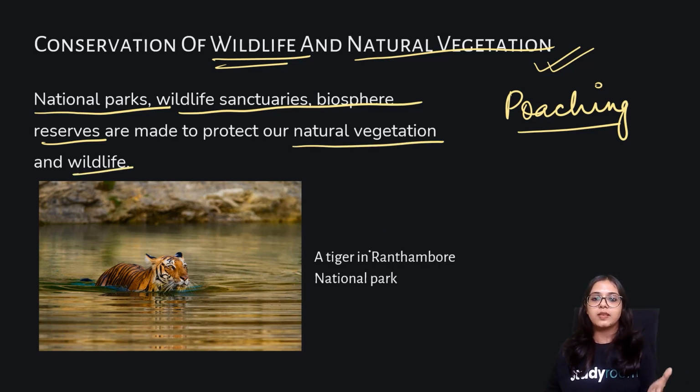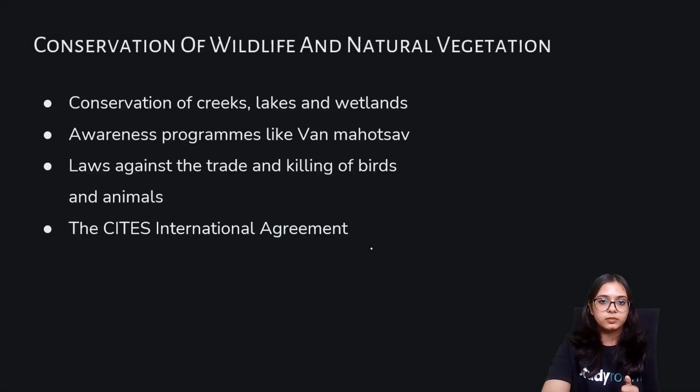For example, here you can see a tiger in Ranthambore National Park. Then there are other methods that have been taken. There are conservation of creeks, lakes, and wetlands. Then there are awareness programs such as Van Mahotsav.